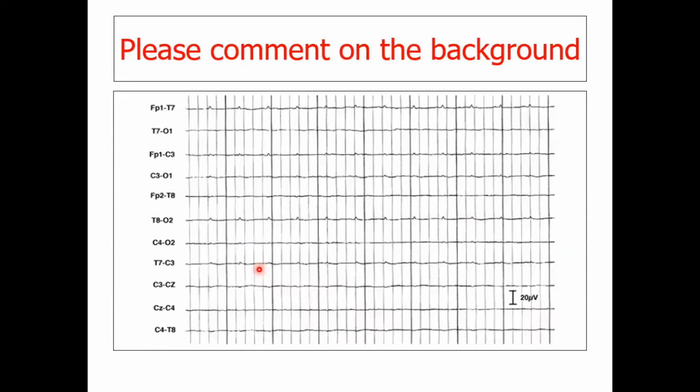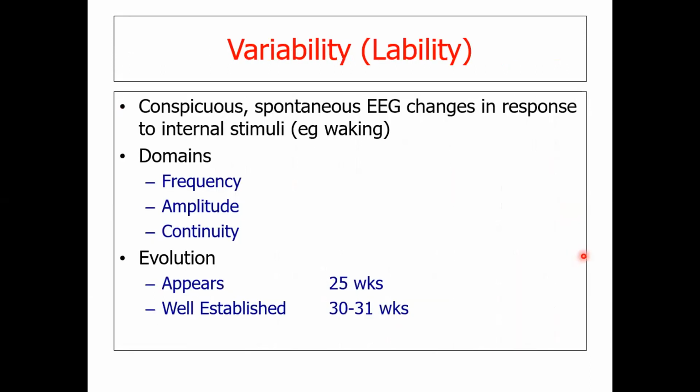However, here, there is no activity at all. The background is like a straight line. And we have made the scale 20 microvolts. However, there is no activity at all. This is ECI, electrocerebral inactivity.